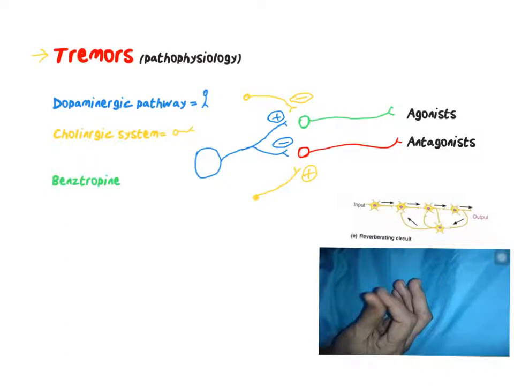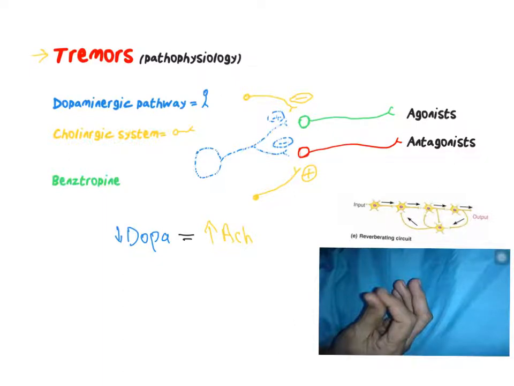Now, in Parkinson disease, when you have substantia nigra degeneration, where the neurons of the dopaminergic system degenerate, it leads to a decrease in dopa, and on the other hand, an increase in acetylcholine. There must be a balance between dopa and acetylcholine for our muscles to contract in a normal fashion.